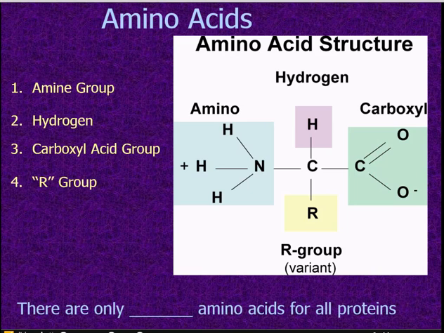And then finally, it has another group called the R group. R is not an element. There's no R on the periodic table. R stands for anything that's variable. This is the part of every amino acid. There are 20 of them. This is the part of every amino acid that's slightly different. We'll show you on the next page what some of those different amino acids look like.